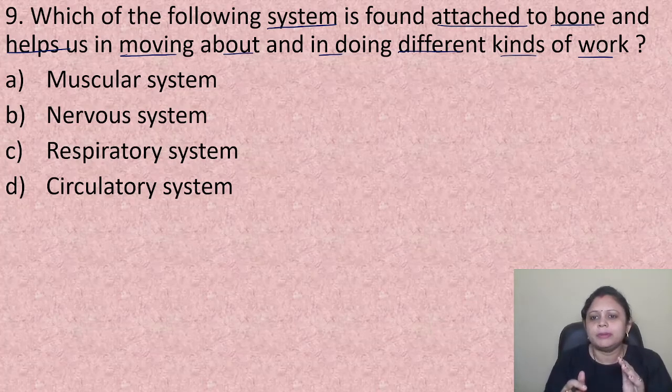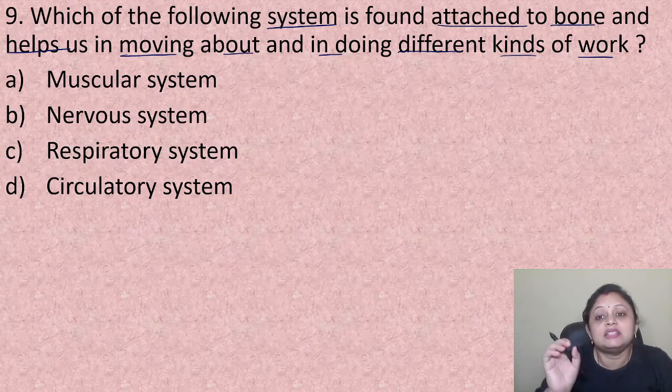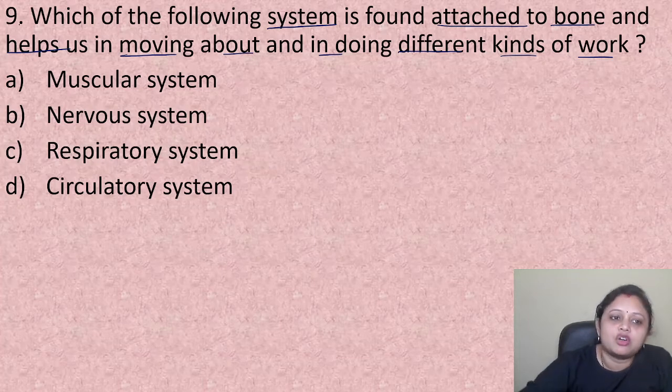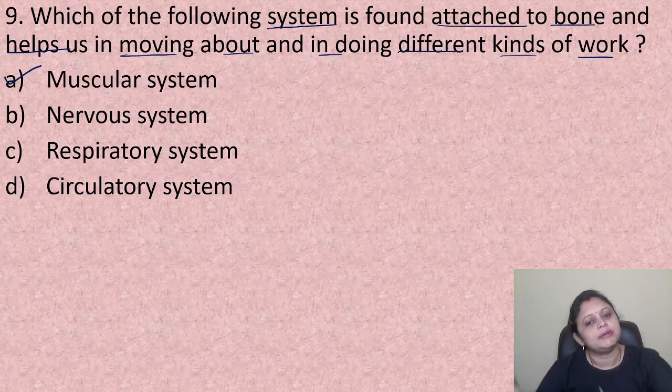So can you tell me what are the things which are attached to the bone? Yes, these are the muscles, right? So these are muscles which are the part of the muscular system. So the correct answer is option A, that is the muscular system.